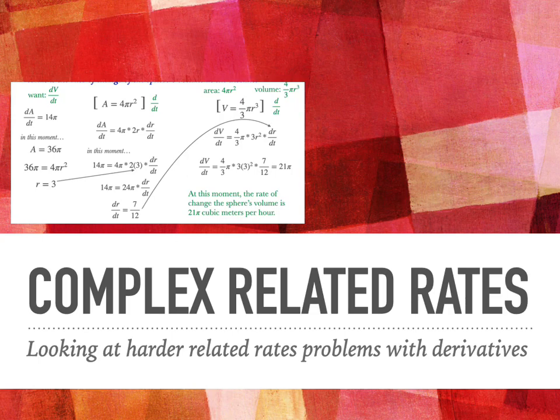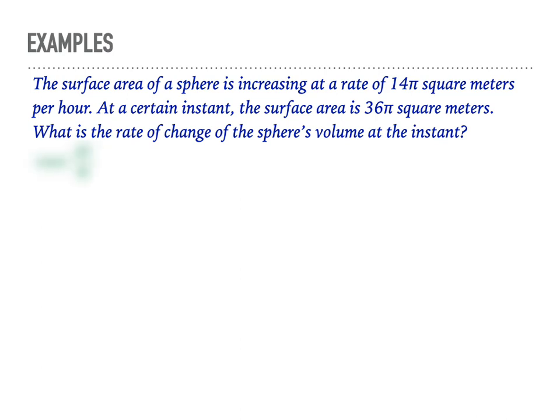Hey everybody, in today's video we're going to be looking at more complex types of word problems that have to do with related rates involving difficult derivatives. We're given the following situation where the surface area of a sphere is increasing at the rate of 14 pi square meters per hour. At a certain instant, the surface area is 36 pi square meters. What's the rate of change of the sphere's volume at that instant in cubic meters per hour?